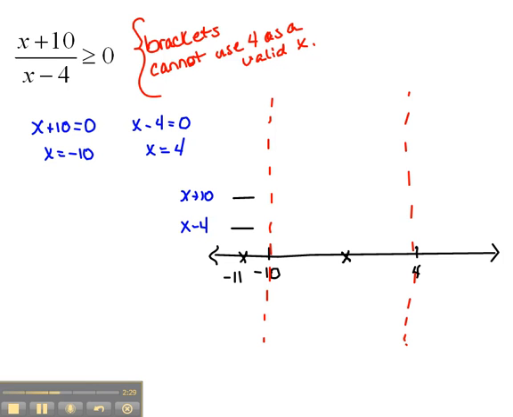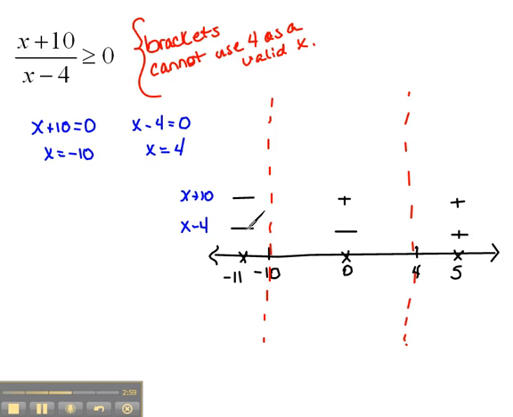Now let's try something between negative 10 and 4, like maybe 0. 0 minus 4 would be a negative number. 0 plus 10 would be a positive number. Now let's try something over here to the right of 4, like maybe 5. 5 minus 4 would be a positive number, and 5 plus 10 would be a positive number.